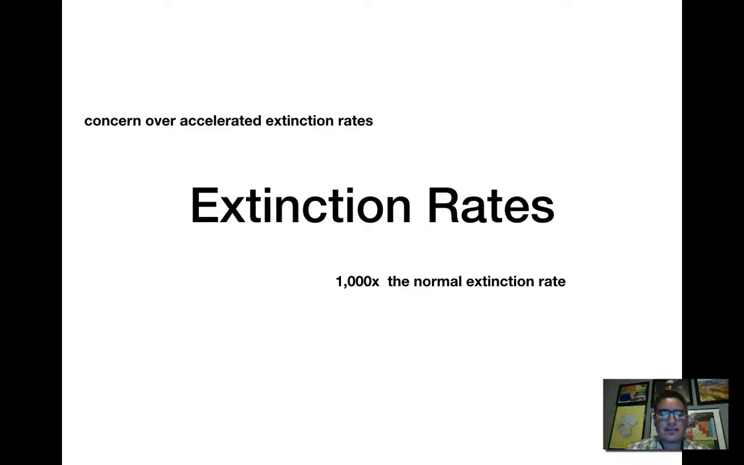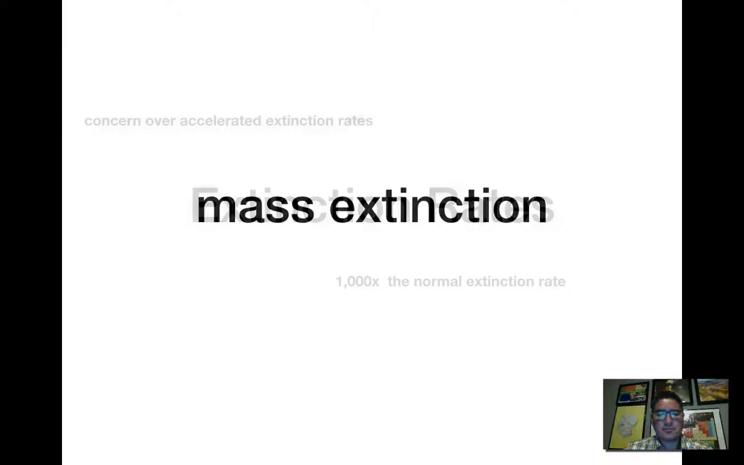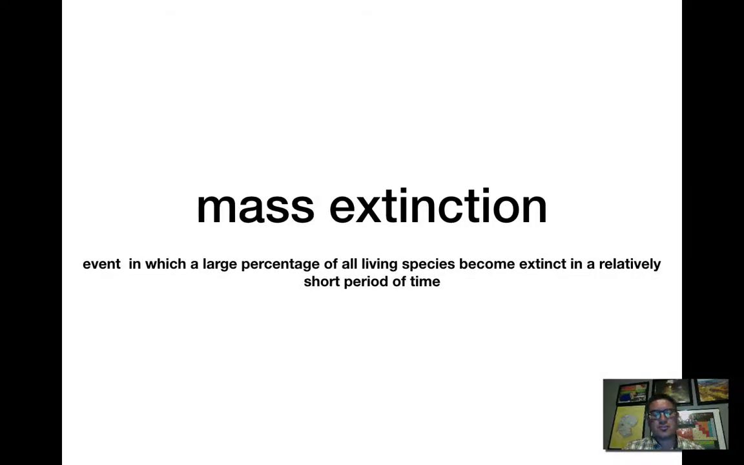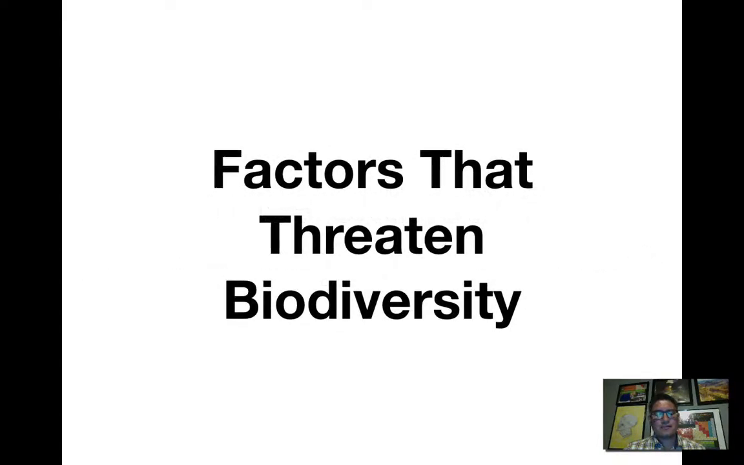What are the factors that come into play in this increased extinction rate, and this threatens our biodiversity and the planet. So this concern that we have, we call this a mass extinction. This is an event in which a large percentage of all living species become extinct in a relatively short period of time. And again, this is due to the increased activity that we humans, or the increased stress that we're placing on our environment.